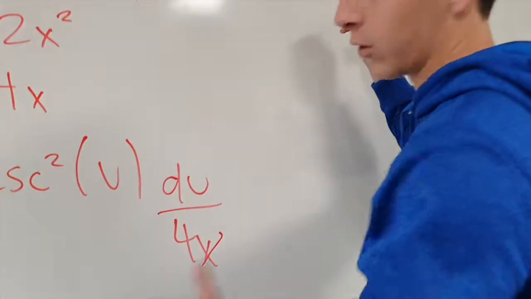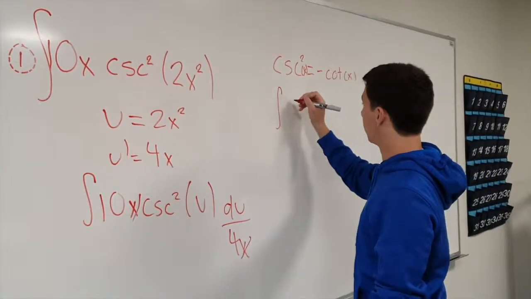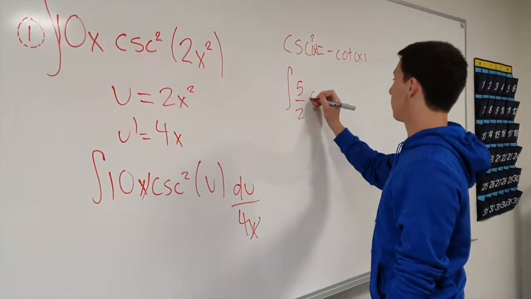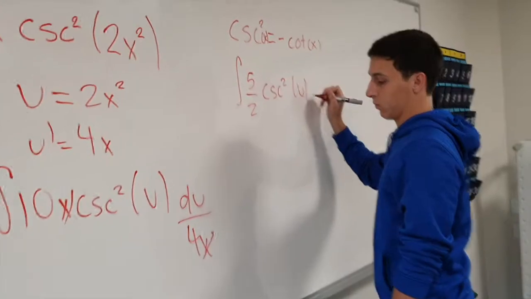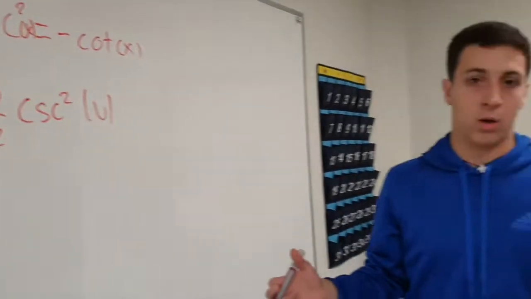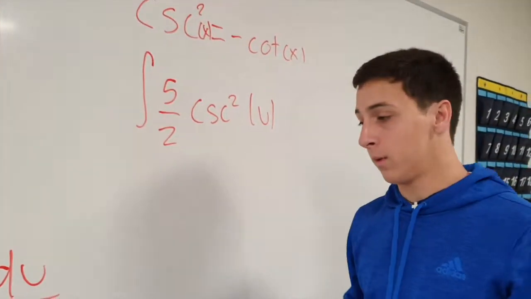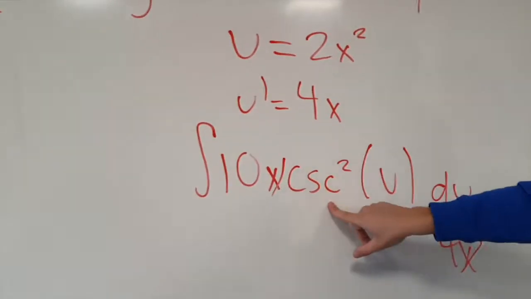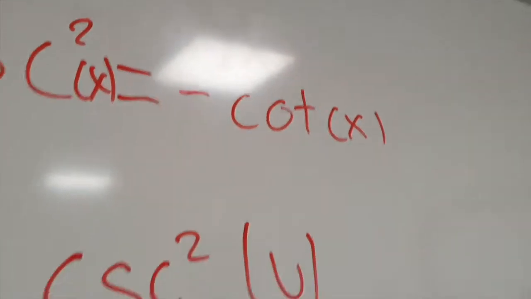So, just to make it clear, you will now have 5 over 2 cosecant squared over u. And then, well, that's all you have. So now you are literally going to copy your u. The u always stays the same. And now you're going to use the antiderivative of cosecant squared, which is negative cotangent of x, and you're just going to change it, and that's all.